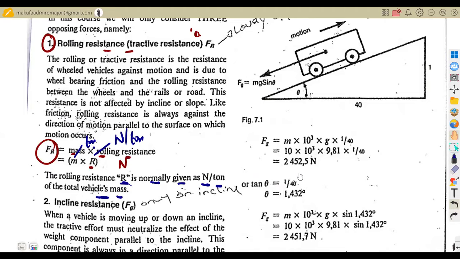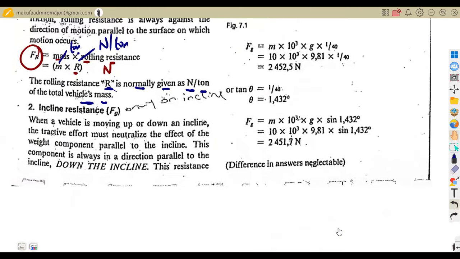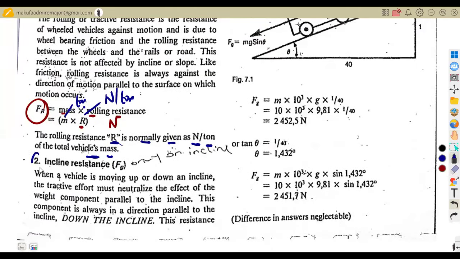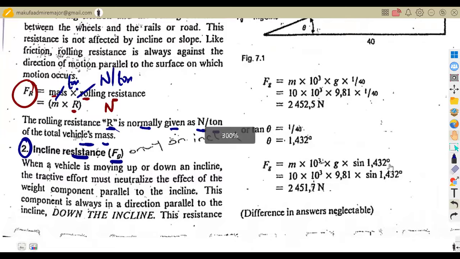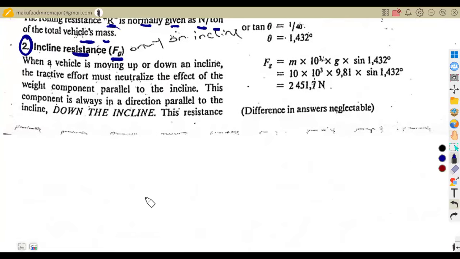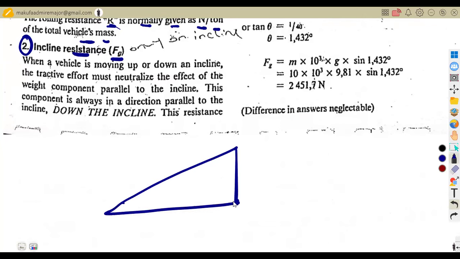All right, then we have a condition when you move on to the incline. When you are given an incline, we have the incline resistance, which is FG. This only applies when you are given an incline. Remember from our engineering science, we were talking about a body going up, where we have the total force. But now we are no longer having the total force. We are now having the tractive force, which is the tractive effort.